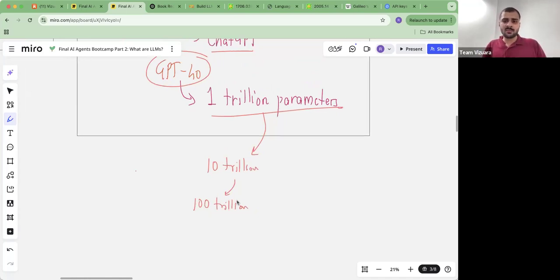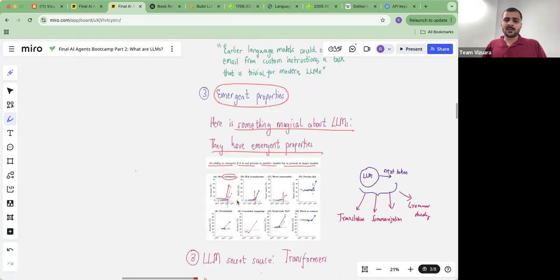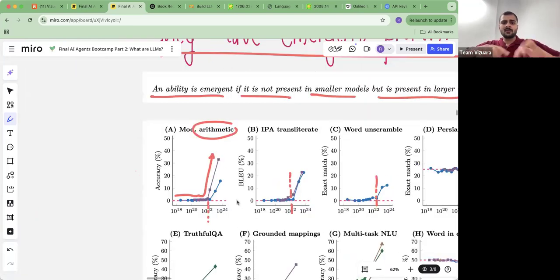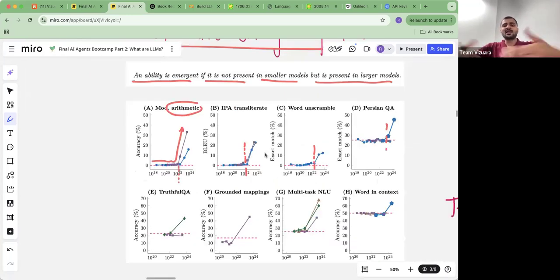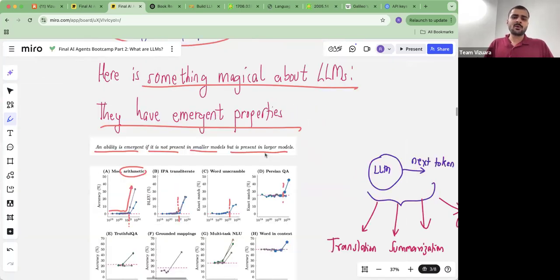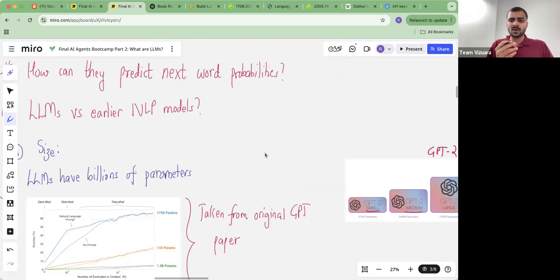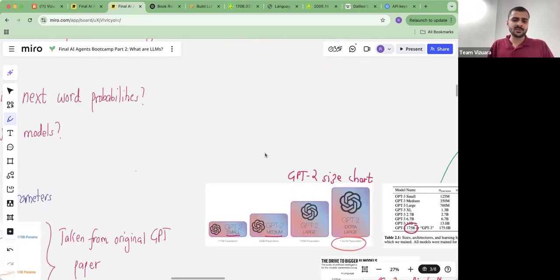But for now, just keep in mind that emergent properties is one magical thing which LLMs have. And as their size increases, they just get better at doing things. The second thing which I want to tell you about is a lot more intuitive, and I wish someone in the chat would have pointed this out, right?